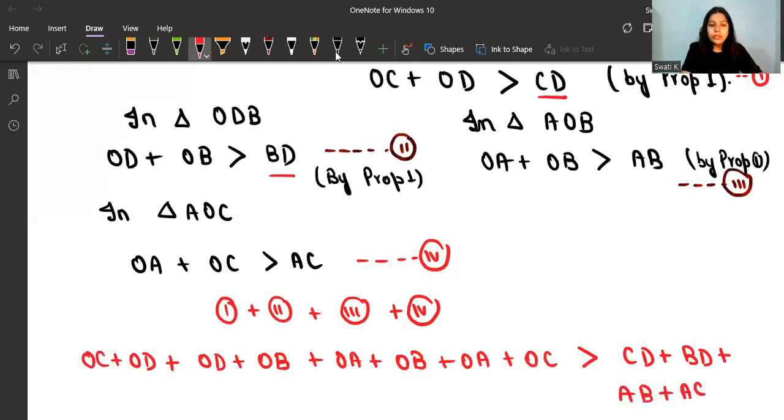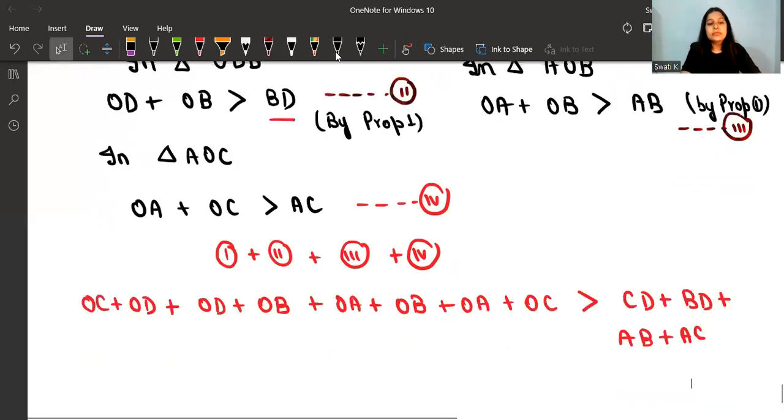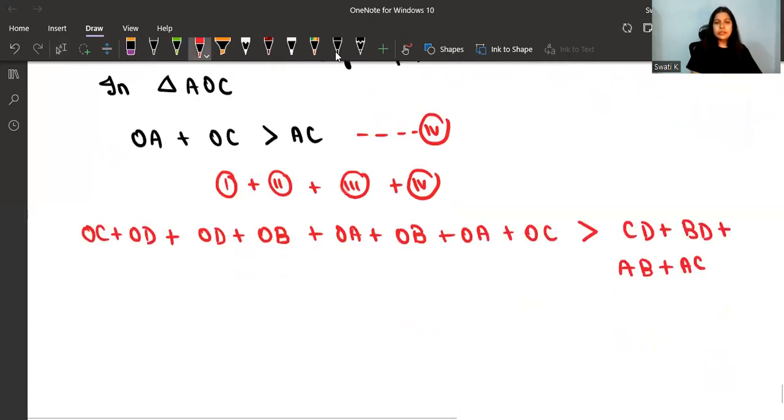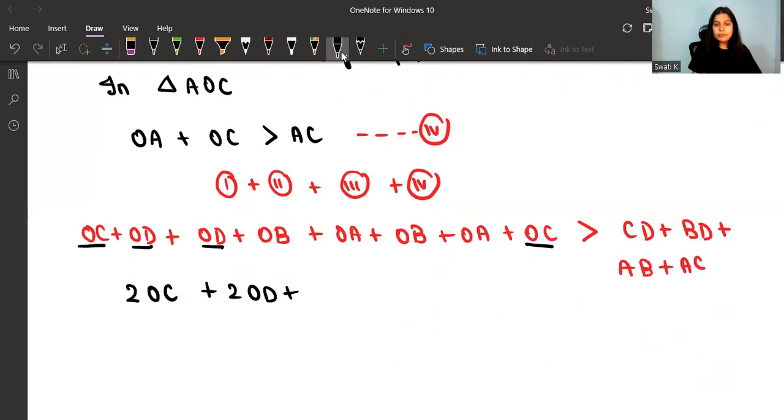All right. Now you can see here one thing, that OC plus OD plus OD plus OB. You can notice here that some of the terms are coming 2 times, right? So at the place of OC plus OC, I can write down 2OC. At the place of OD plus OD, I can write down twice of OD. And at the place of OB plus OB, I can write down twice of OB. Plus at the place of OA plus OA, I can write down twice of OA.